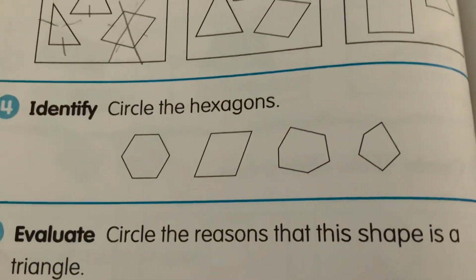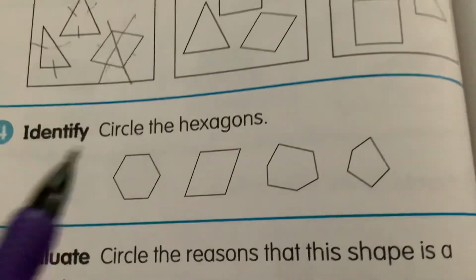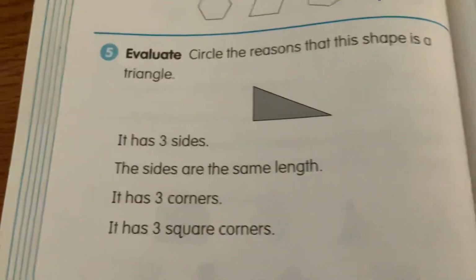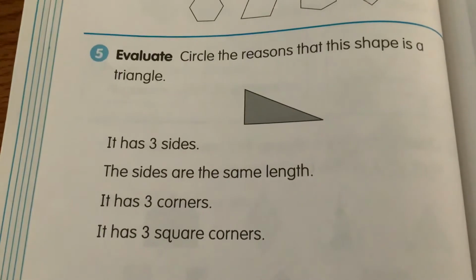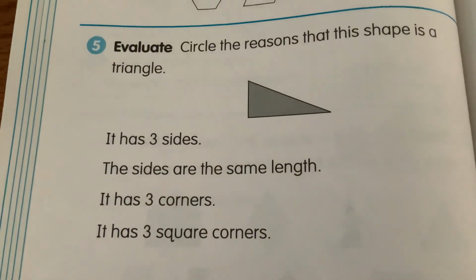Circle the hexagons. Remember, what does a hexagon have? It has 6 sides. And remember, it says circle. Then it says circle the reasons that this shape is a triangle. What are the attributes of a triangle that make that a triangle? And you will circle those.